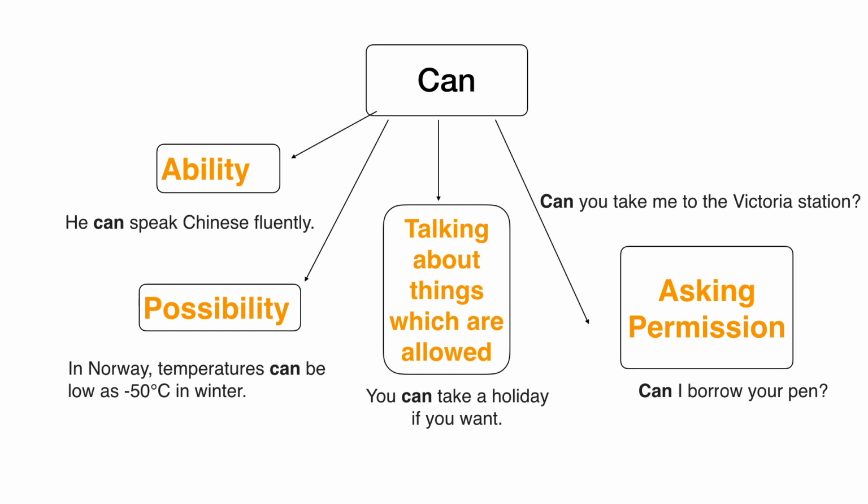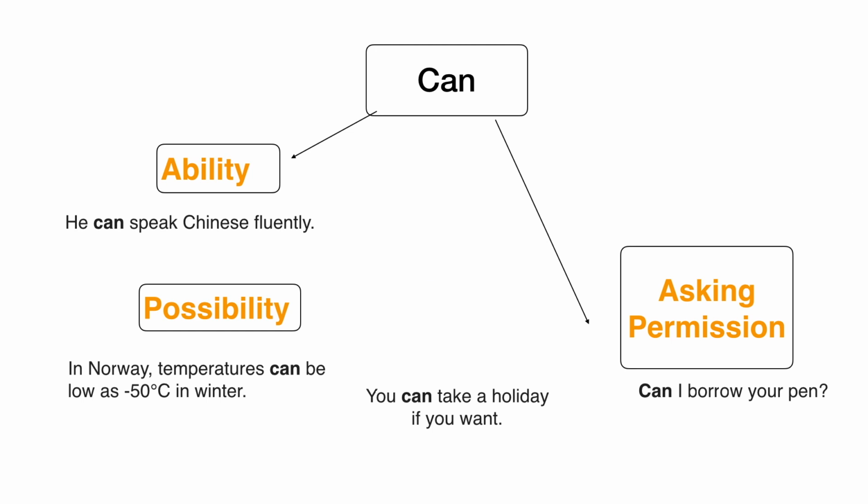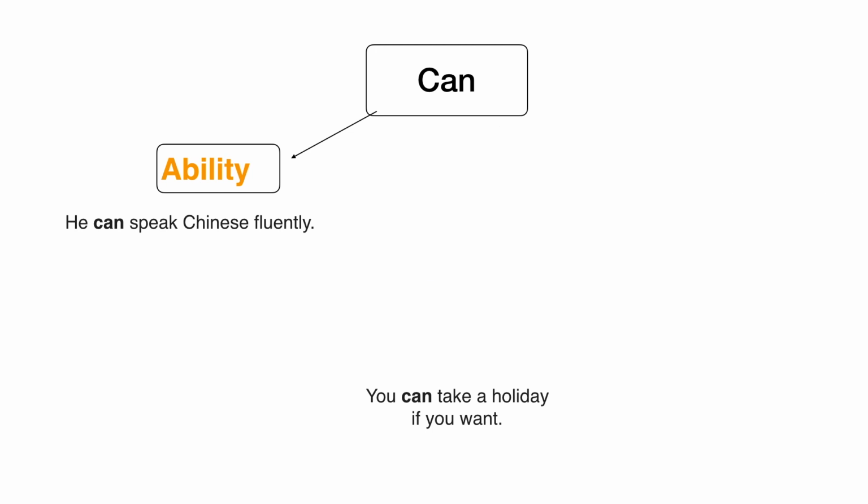And today we're going to talk about the verb can in terms of ability. Да, мы с вами сегодня будем говорить о глаголе can в значении возможность.